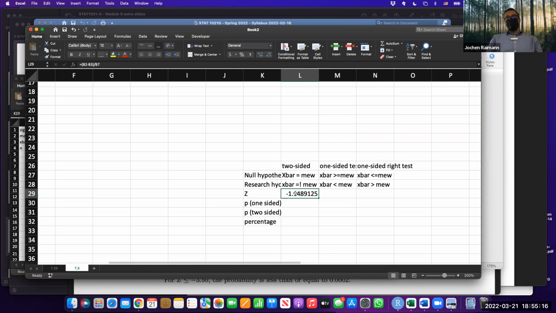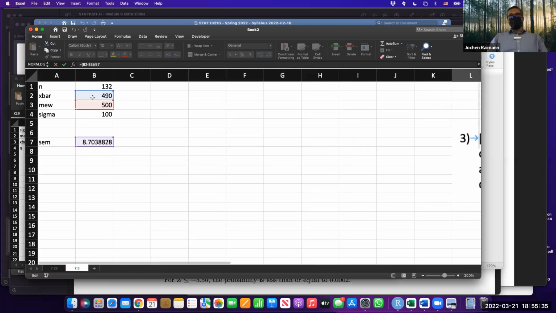So you need to subtract the population mu from the sample. X bar minus mu divided by standard error of the mean. B7 is the standard error of the mean. B7 is B4 divided by the square root of n.